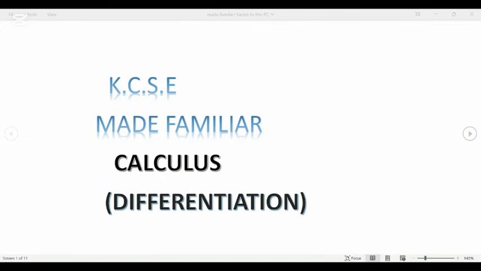Today we are going to look at differentiation, a Form 4 topic under calculus. We are going to look at some of the past papers in brief detail, some of the few past papers that were done in the past K.C.S.E exams. Okay, we are going to start directly with a brief summary.